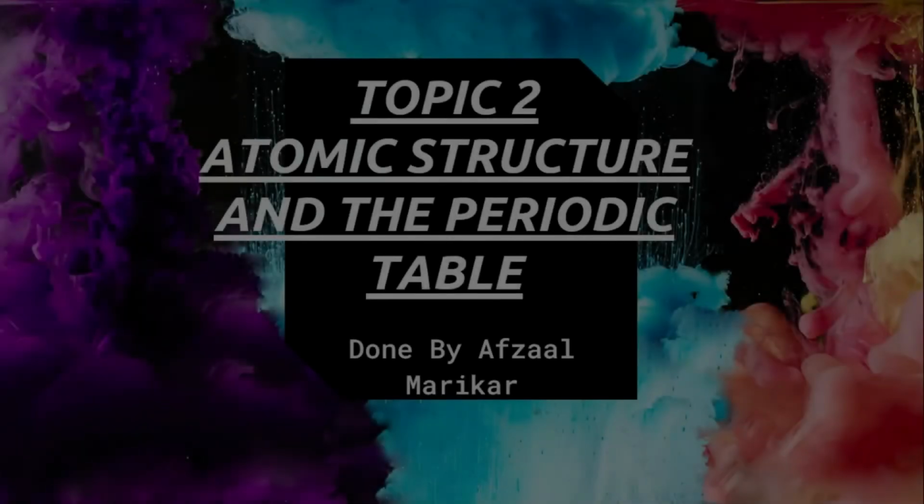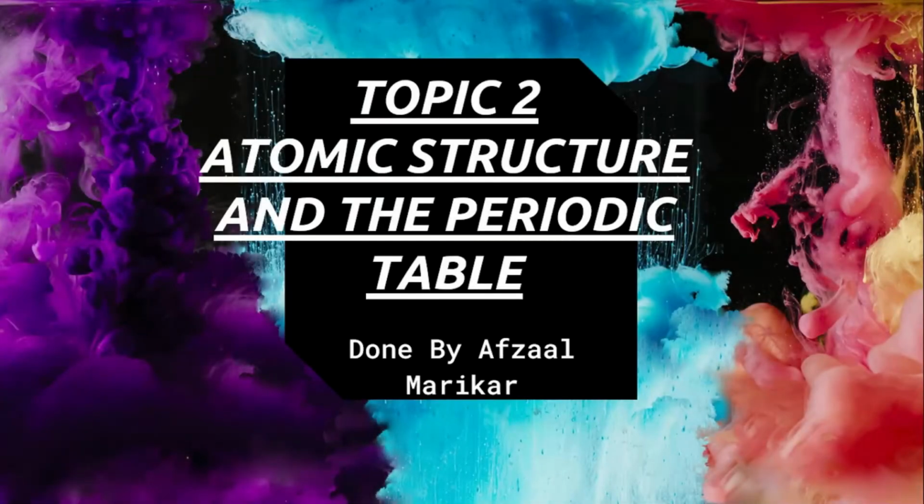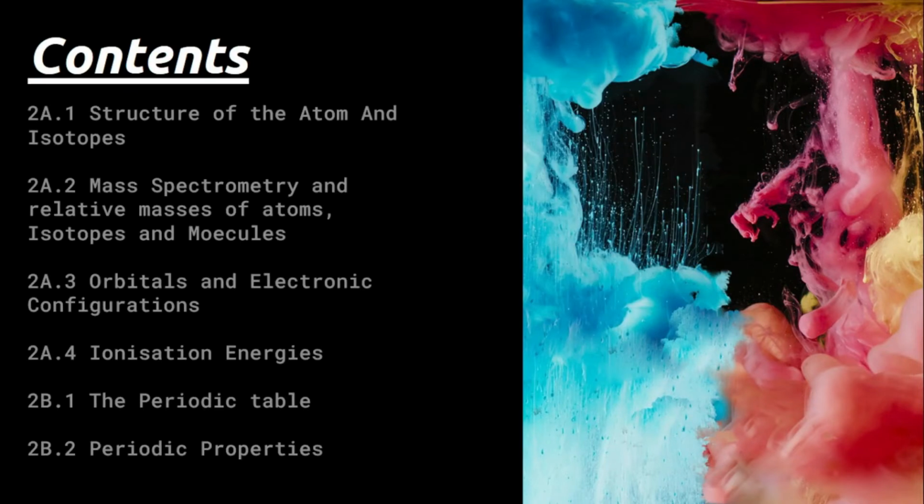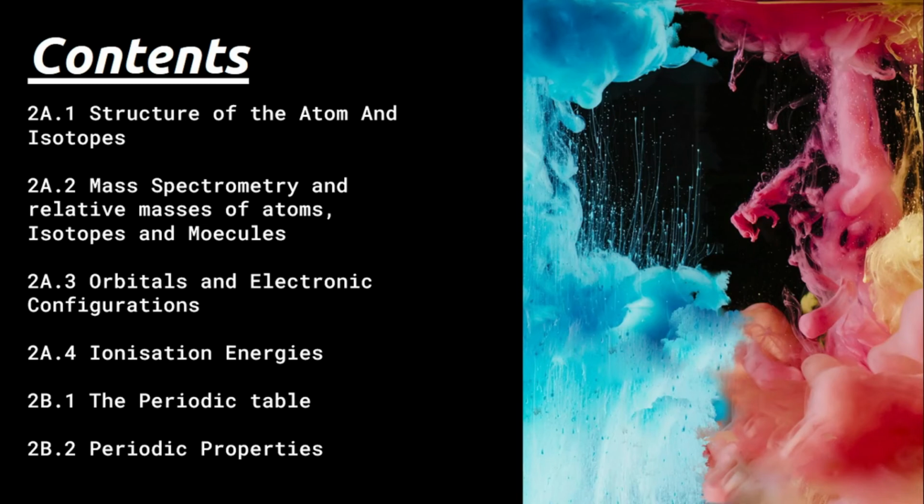Guys, welcome to this crash course on topic 2 of Unit 1 Edexcel IAS Chemistry, which is the atomic structure and the periodic table. I will be explaining to you all about these 6 subtopics which come under topic 2 of Unit 1 Edexcel IAS Chemistry. Today I will be mainly focusing on the structure of the atom and isotopes, and also on mass spectrometry.